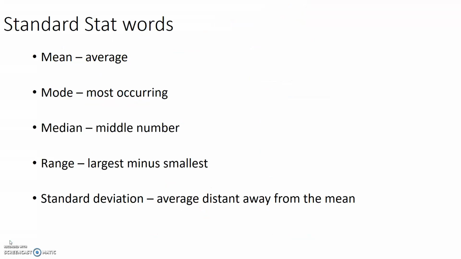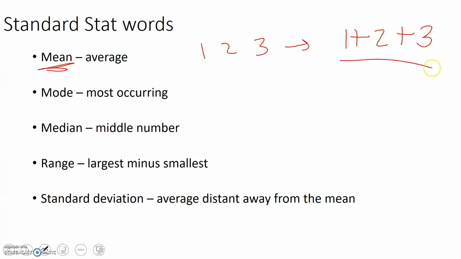Let's go into the other kinds of things. Other kind of standard things that you should know for stats is these kind of words right here, like mean. Mean generally means like average. So if I had like 1, 2, 3, and I need to find the average, I would add them up and then divide by how many numbers there are.